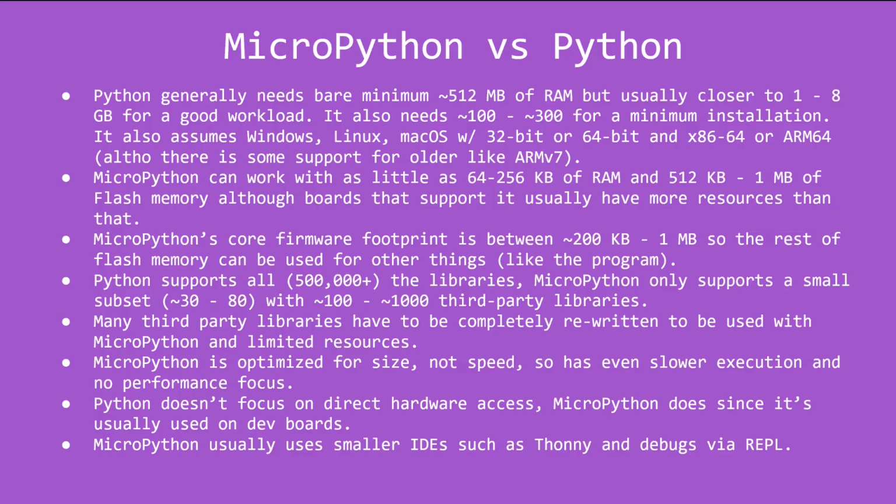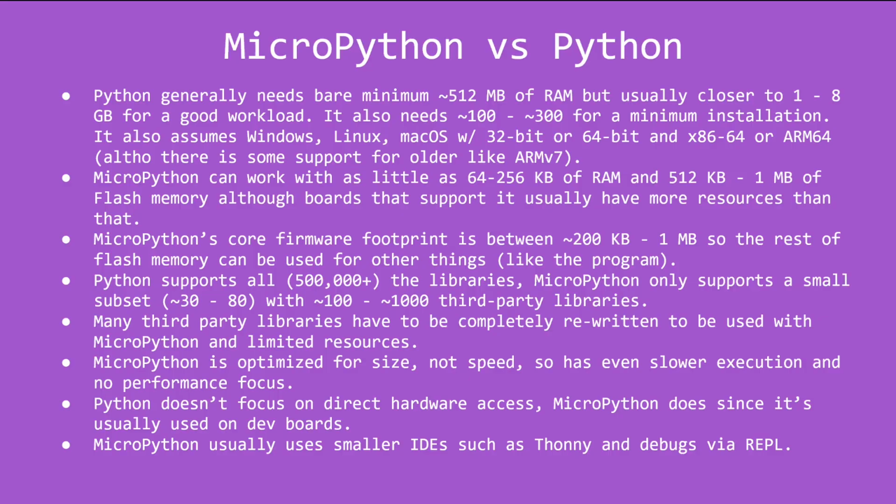Python generally needs a bare minimum of about half a gig of RAM, but honestly, it's usually something closer to 1 to 8 gigs for a good loadout. It usually needs at least 100 to 300 megs for a very minimum installation. It also assumes Windows, Linux, or Mac OS, either 32 or 64-bit, x86-64 or ARM 64. There is some support for some older stuff like ARM 7.